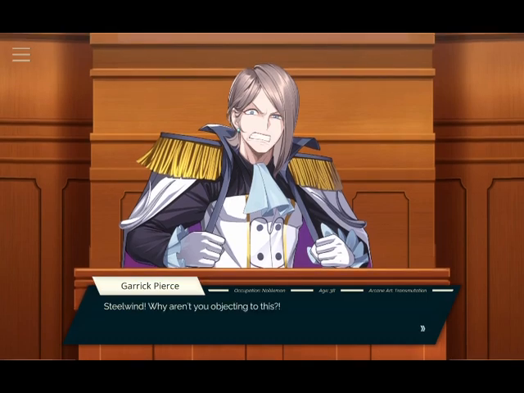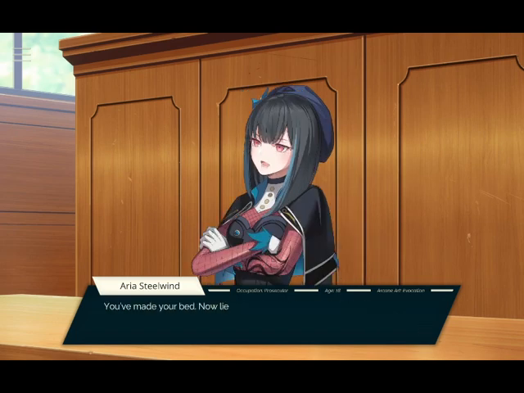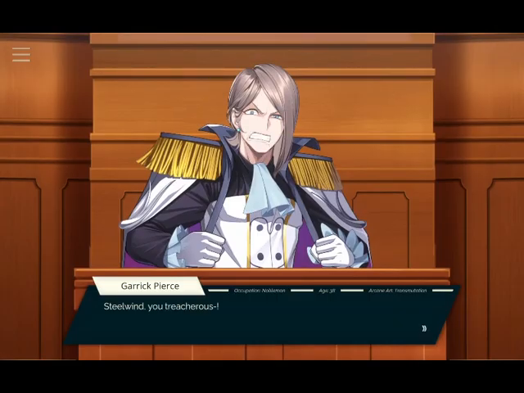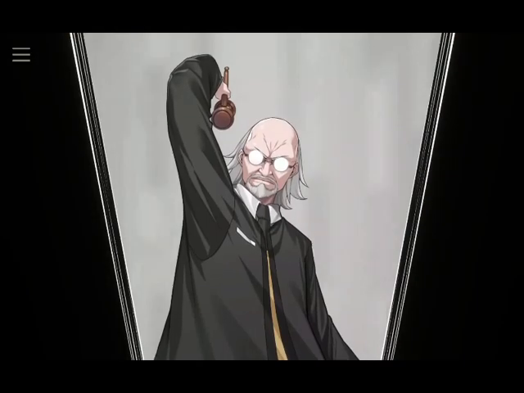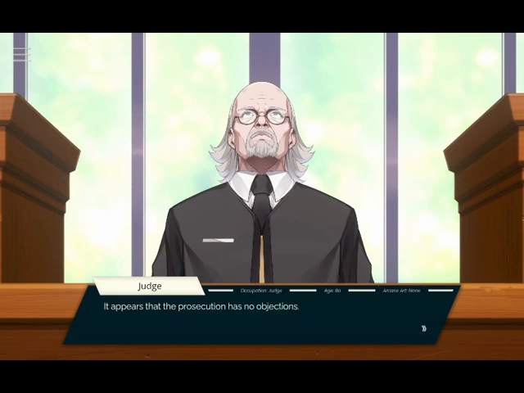Steelwind, why aren't you objecting to this? If you would listen to my instructions, you wouldn't be in this situation. You've made your bed, now lie in it. You win, you treacherous. That's enough. It appears that the prosecution has no objections. With everything that has occurred, I must ask that Lord Pierce relinquish his spell compendium to the court.